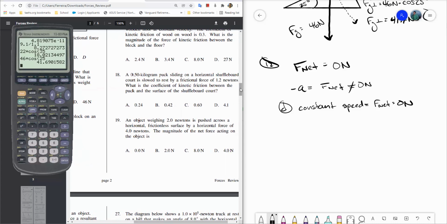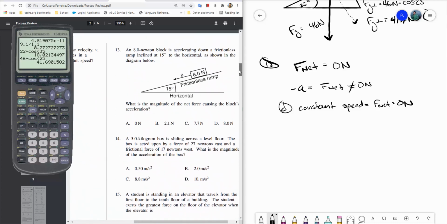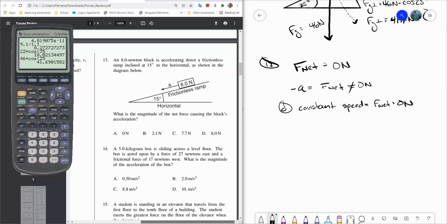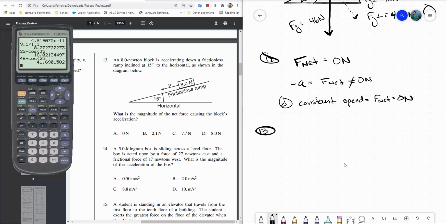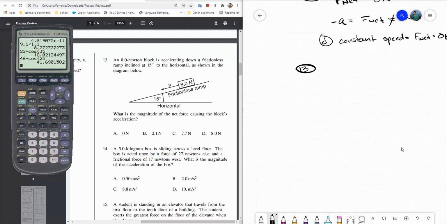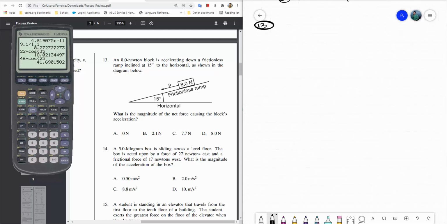Let's do number 13. An 8 newton block is accelerating down a frictionless ramp inclined at 15 degrees to the horizontal as shown in the diagram. Which magnitude of the net force caused the block to accelerate? So for number 13, keep in mind this thing is frictionless. If you're going to draw all of our forces, which you can do quickly, you really should know all these at this point, but I will summarize in case you need the review.